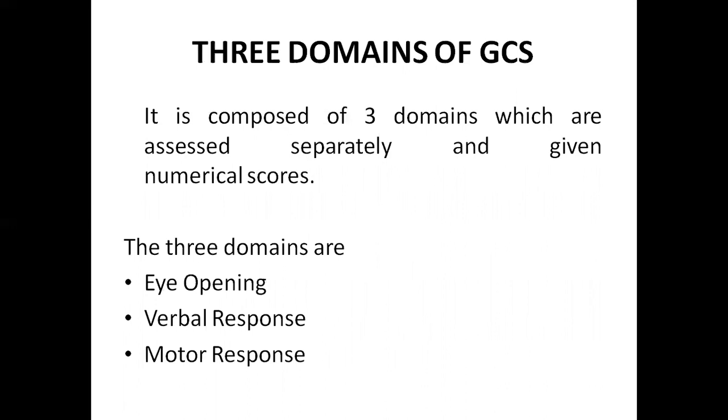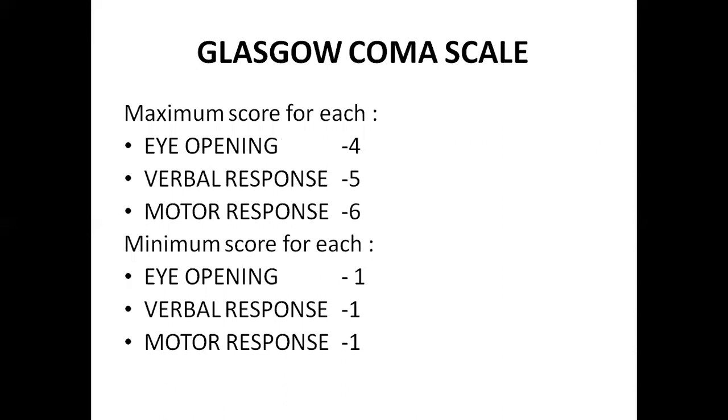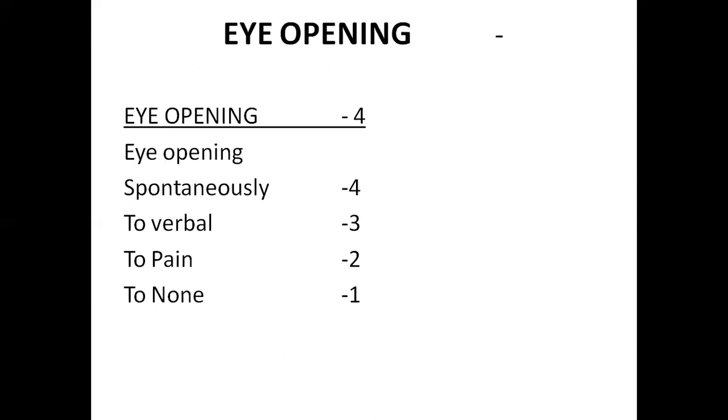The GCS, which is the abbreviated form of the Glasgow Coma Scale, is composed of three domains, which are assessed separately and given numerical scores which can be correlated to detect the brain injury. The three domains are eye opening, verbal response, and motor response. The maximum score for each domain is: for eye opening it is 4, verbal response it is 5, motor response is 6. The minimum score for all three domains is 1.